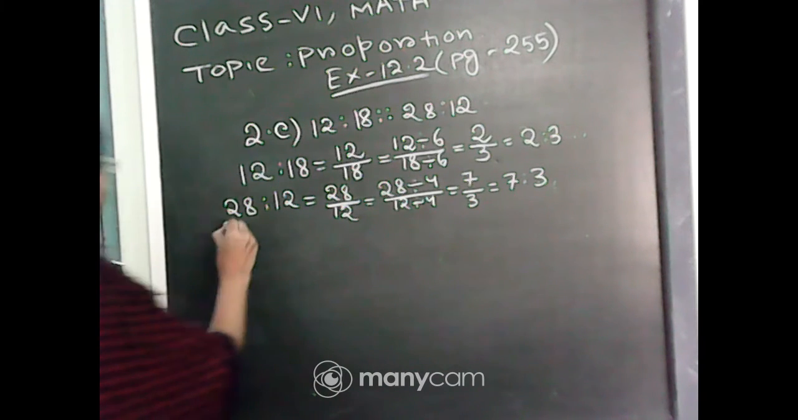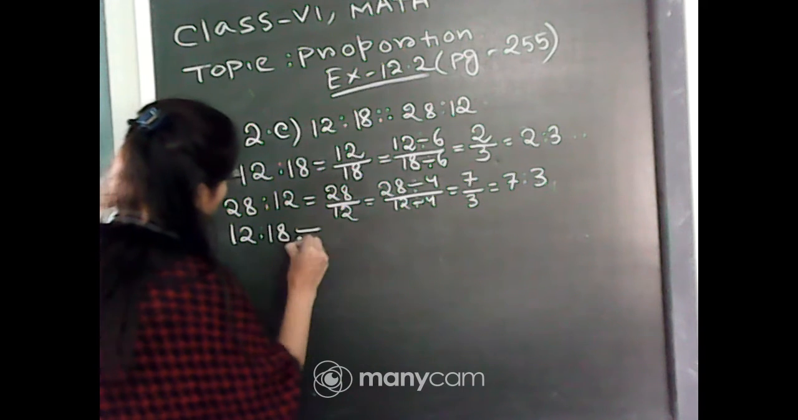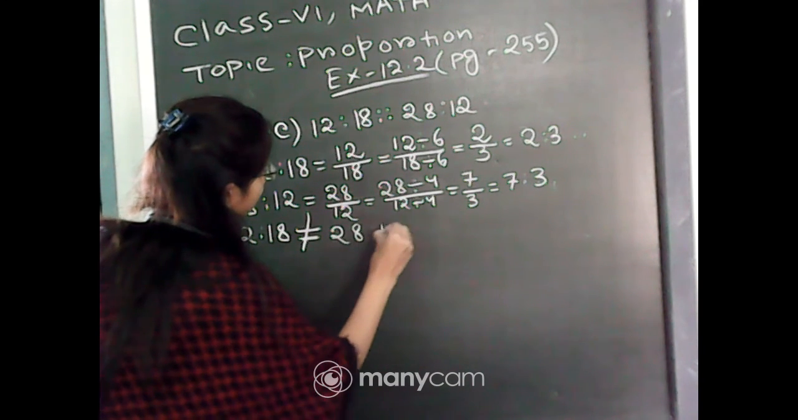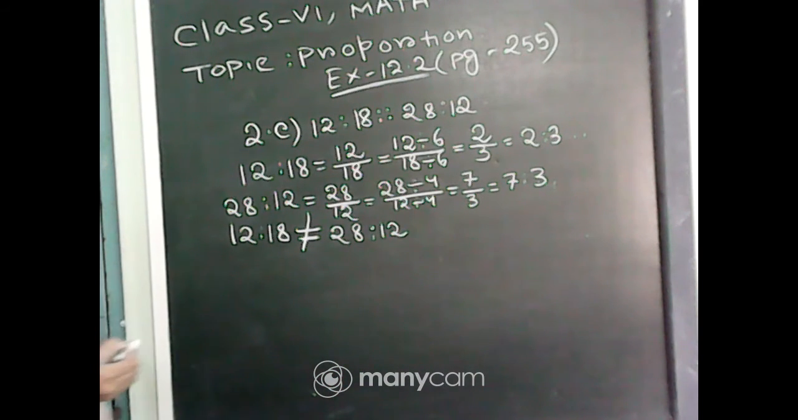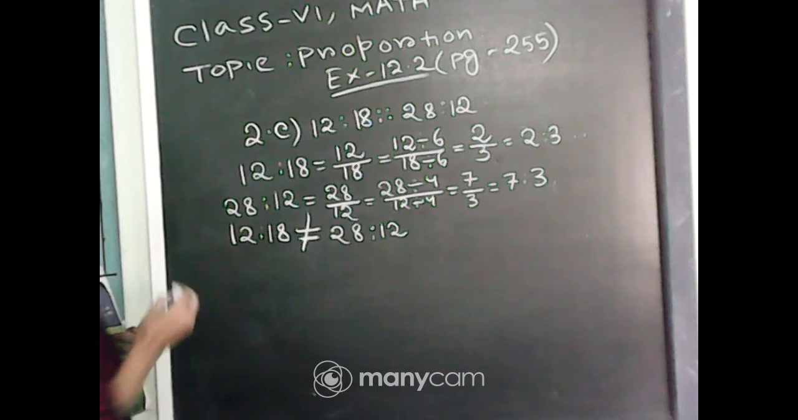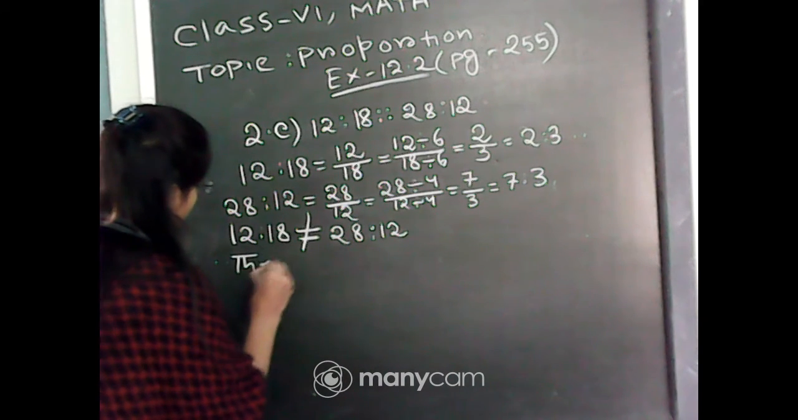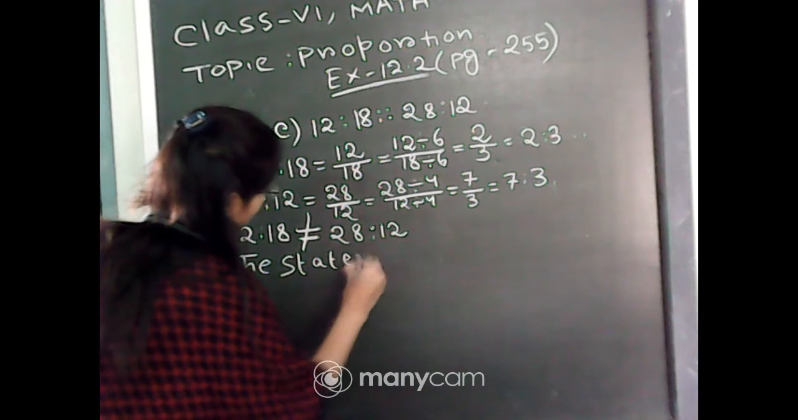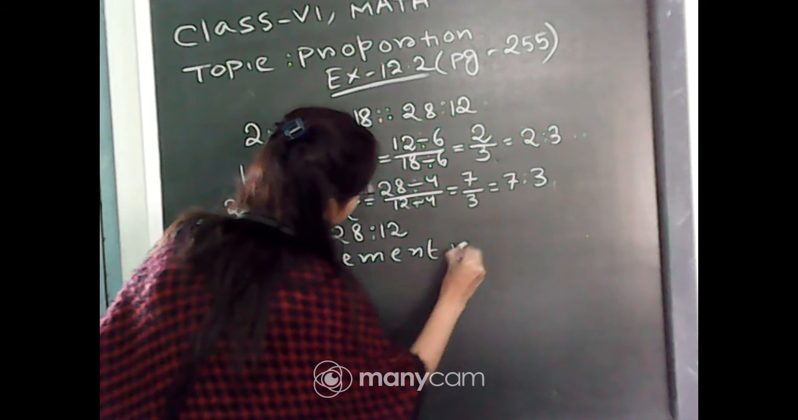So 12 is to 18 is not equal to 28 is to 12, that is, the quantities are not in proportion, and therefore the statement is false. Since they are not in proportion, the statement is false.